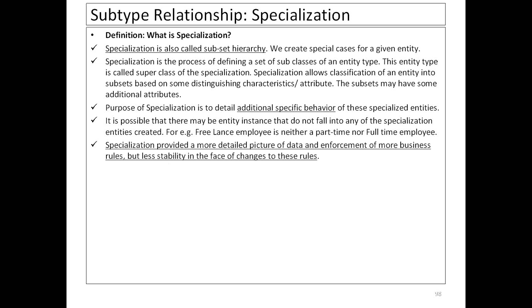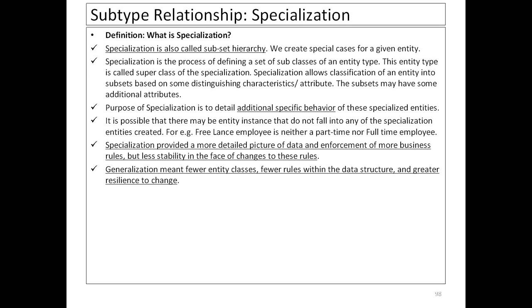It is possible that there may be entity instances that do not fall into any of the specialization entities. For example, you have created a generic employee entity which is specialized into part-time employee and full-time employee. How about contractual employees or freelance employees? When they are not there, it provides more room to create more specialized entities. Specialization provides a more detailed picture of data and enforcement of more business rules, but less stability in the face of changes to these rules.